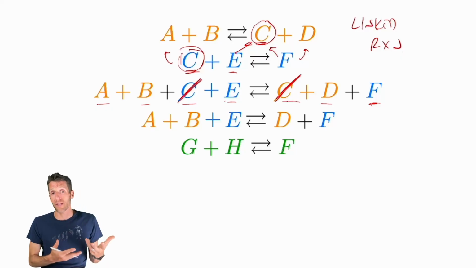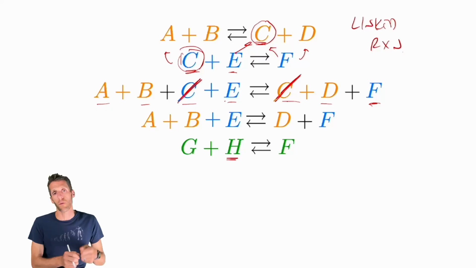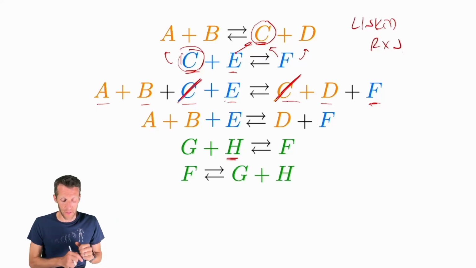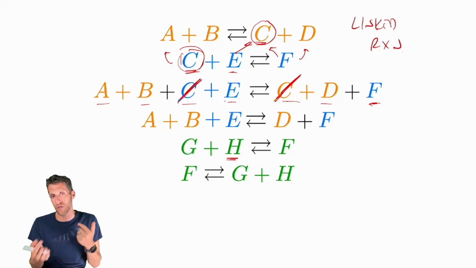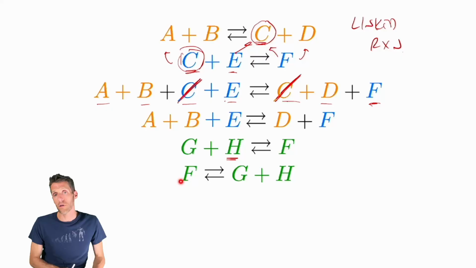Now let's think about G plus H goes to F. Remember, I'm trying to get to H. That was the prompt, so we want to start with A and get to H. This is now on the product side, so we can just flip that over, right? We can define a reaction whichever way we want. So now I'm just saying I'm going to think about this as F going to G and H.